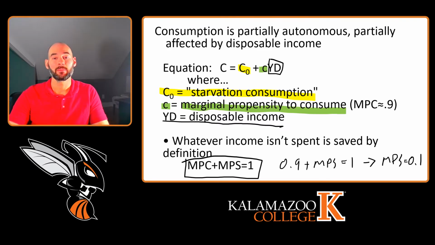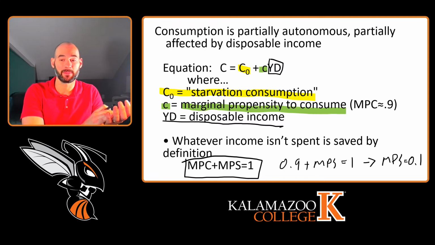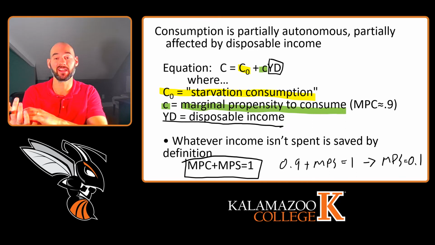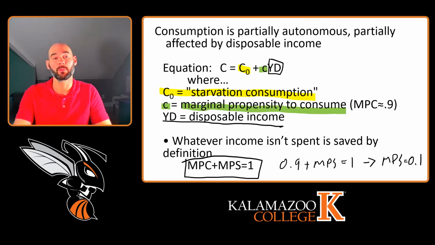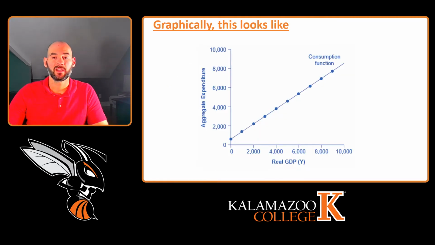And so we're going to return to what distinguishes disposable income and total income in a couple more slides. But for now, just keep in mind that part of consumption is autonomous, that survival consumption doesn't depend on income. The other part does depend on income, and it depends on disposable income and what your marginal propensity to consume is. So graphically, this is going to be upward sloping. And we can notice two features of the consumption function when looking at this graph.